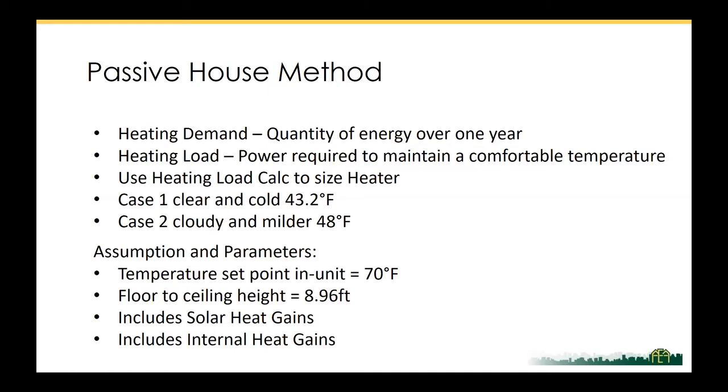And to be consistent through all three methods, we include a temperature set point in unit as 70 degrees Fahrenheit. The floor to ceiling height is 8.96. And the big difference is that this includes solar heat gains and includes internal heat gains.